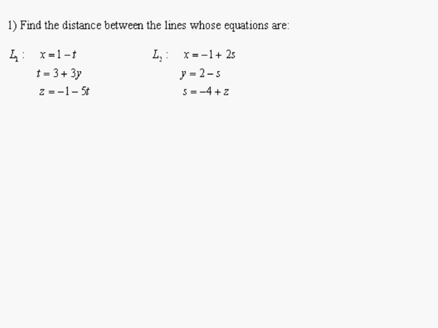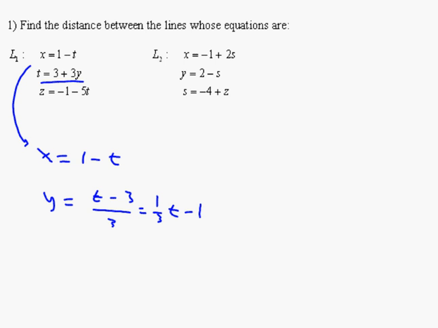So we ask you to find the distance between these two lines. The first little subtle trick you have to be careful of here is that x equals 1 minus t. This is not y alone, the second component, so be careful with that. So y equals (t minus 3) over 3, and you get that by solving for y. If you want, you can write that as 1/3 t minus 1. And then lastly, you have z equals -1 minus 5t. All right, there we go.